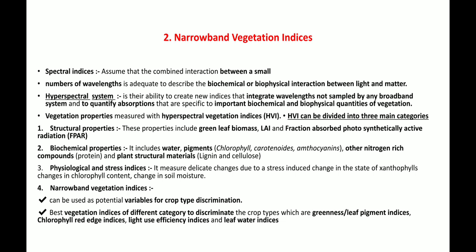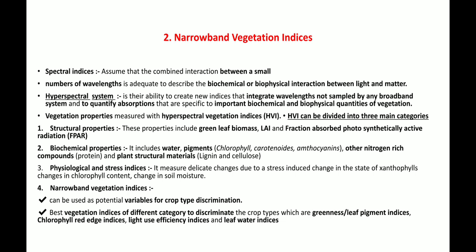Vegetation properties are measured in the hyperspectral vegetative indices, that is HVI. HVI can be divided into three main categories, that is structural properties, then biochemical properties, then physiological and narrow band vegetative indices. There are different types of hyperspectral vegetative indices. That is, first, structural properties.